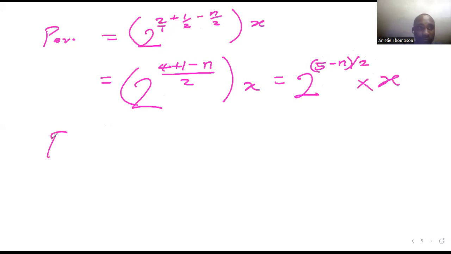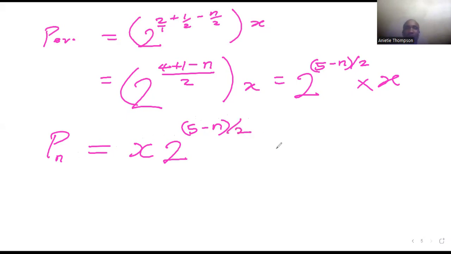So therefore, the n term value or formula of the perimeter of the n term square is given by x times 2 raised to the power of 5 minus n divided by 2. Okay, all right. So that is where we stop for now.